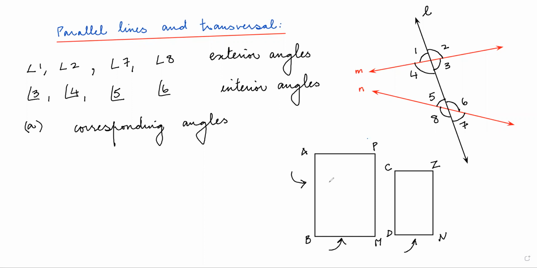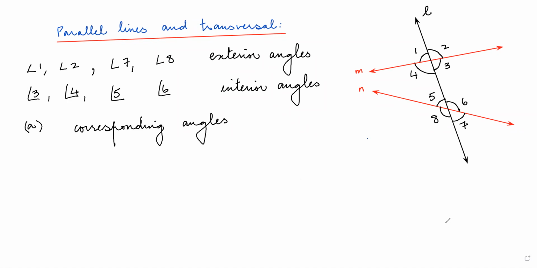Similarly, students, we can talk about corresponding angles also. Here, angle P and angle Z are corresponding angles. Similarly, angle A and angle C are corresponding angles. Angle B's corresponding angle is D. Angle M is the corresponding angle of angle N. This is also one different concept of corresponding.